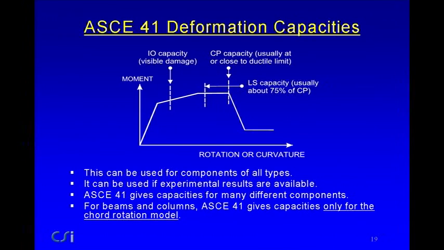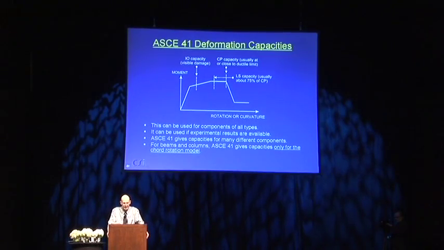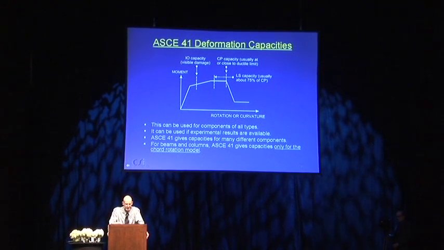Now, those are five different models. I'll say a little more about them in a moment. Let's come back and look at capacities. And we've shown this diagram before. The ASCE deformation capacities. IO capacity is usually the onset of visible damage. CP typically at the ductile limit, and LS typically maybe 75% of that. And you can use this for components of all types.